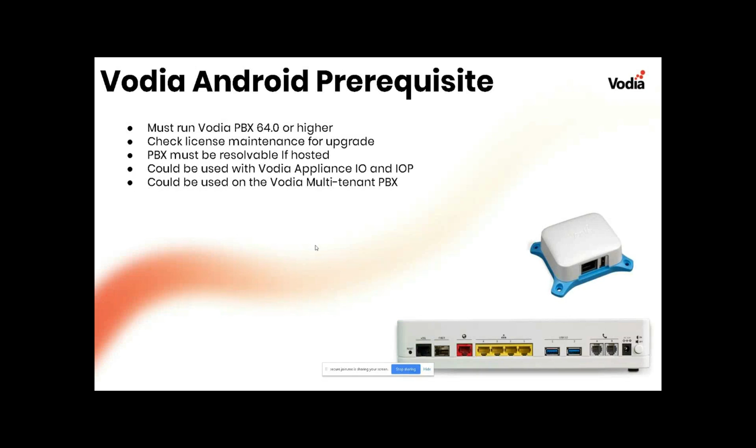So first of all, the prerequisites. In order to run the latest app, you need to be on the PBX 64.0 or higher. You can check license maintenance if you need to upgrade, but this is going to work with 64 or higher. So you're going to need to be on that version in order to use this. If the PBX is hosted, it must be resolvable. This can be used for on-premises PBX, also with either of the Vodia appliances, the IO and the IOP, and of course can be used on the Vodia multi-tenant hosted PBX.